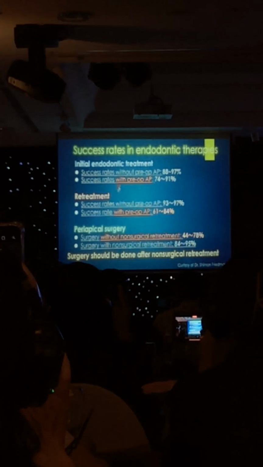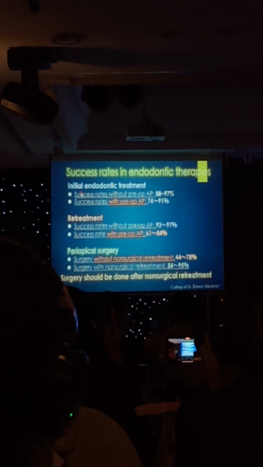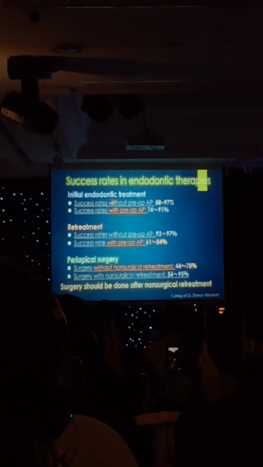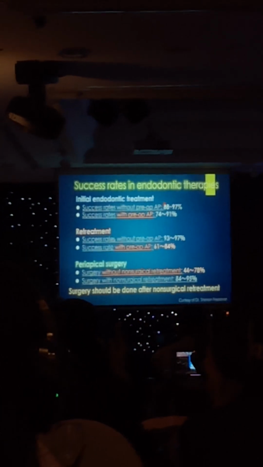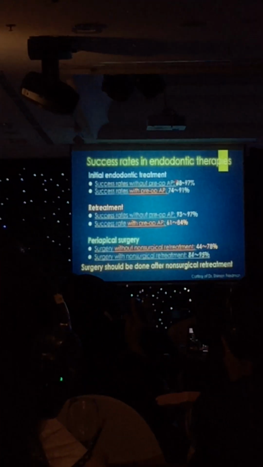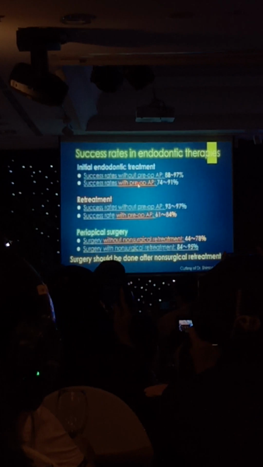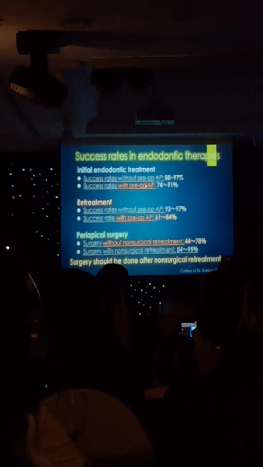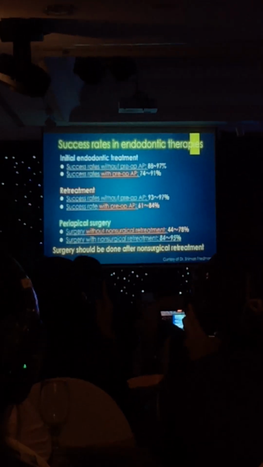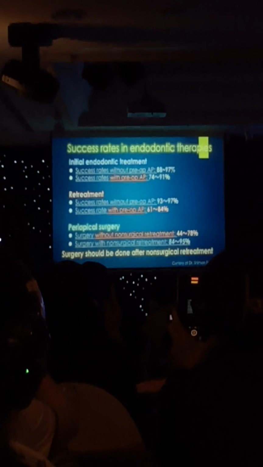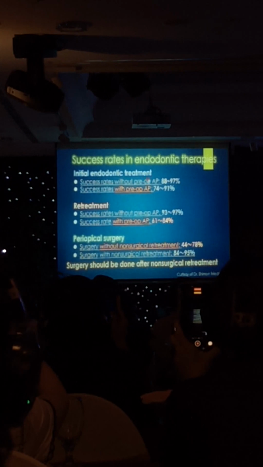So to summarize this, the success rates in endodontic therapies are these. If you do the initial endo treatment and you don't see a preoperative lesion, the success rate is higher, between 80% and 97%. But if you see a preoperative lesion, the success rate will be between 74% and 91%. A little bit lower than the cases without preoperative lesion.